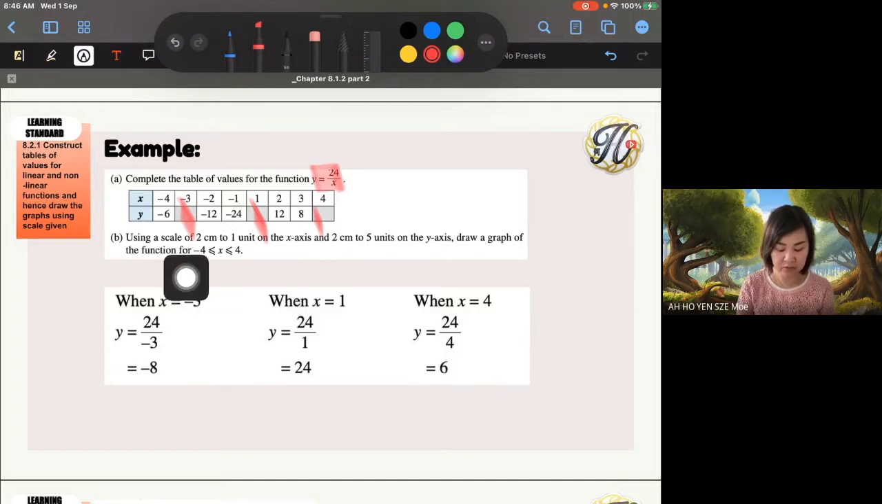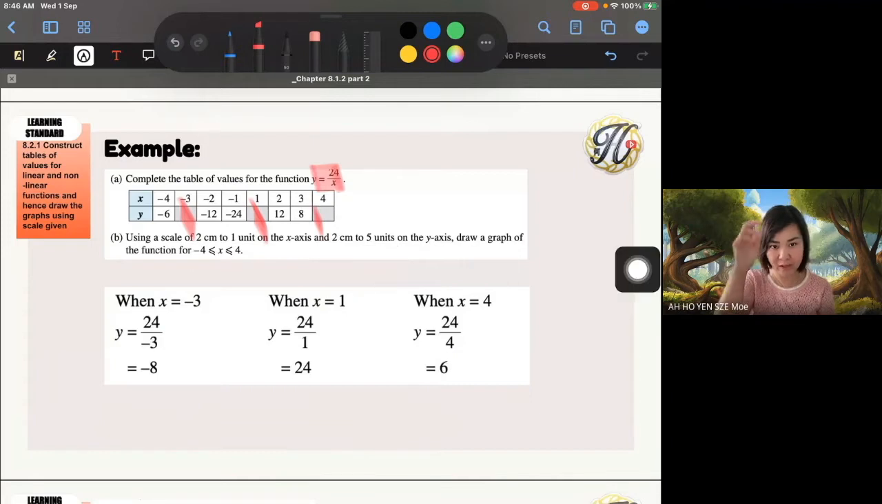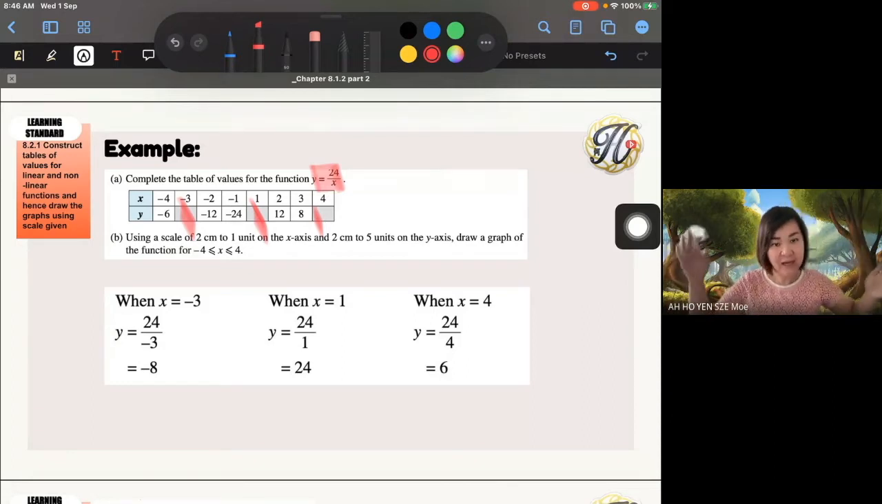So you see, you still use the scale, 2 cm to 1 on the x and 2 cm to 5 on the y. Then draw a graph. This is the range for your x, -4 to 4. It means that your x-axis must start from -4 and end at 4. So that is the range. No need to give other values, just use x from -4 to 4.